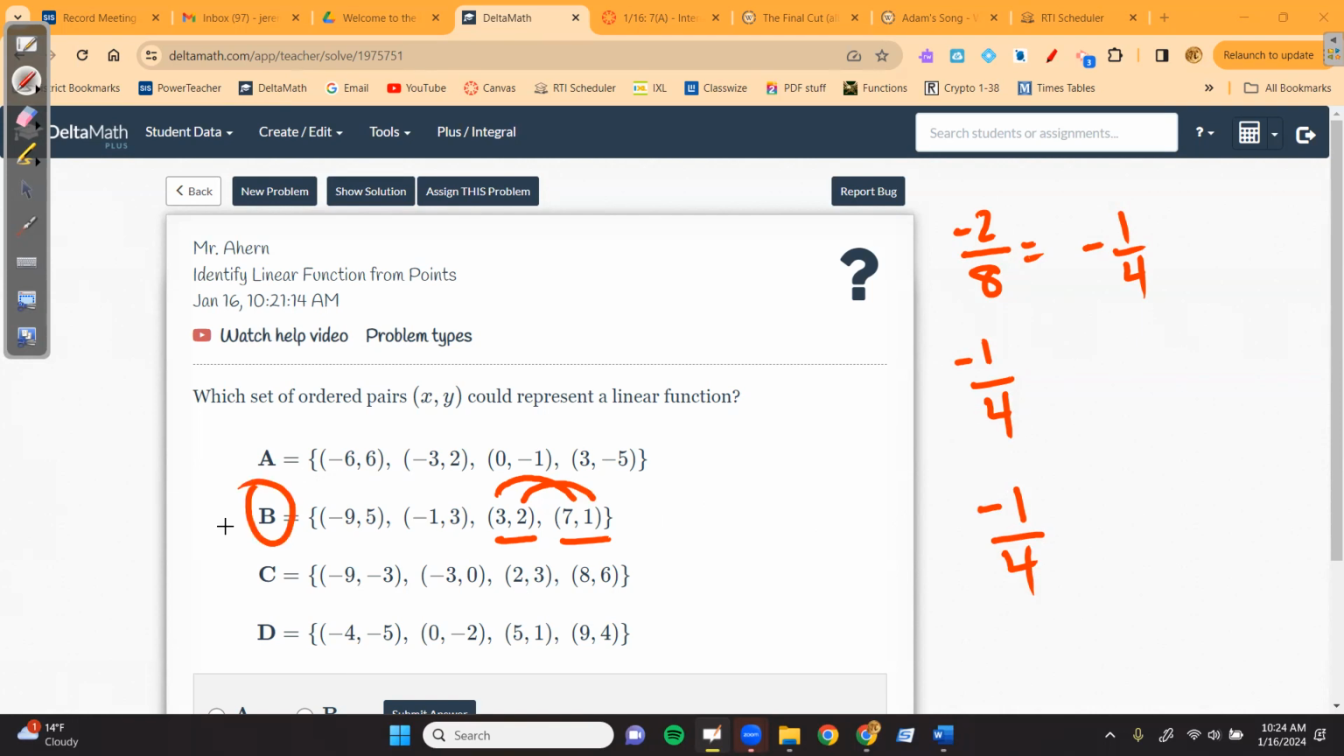So you guys have any questions? All right, this is what you're doing. It's on the old Delta Math. Let's get her done.